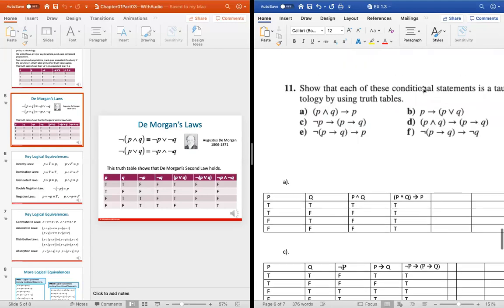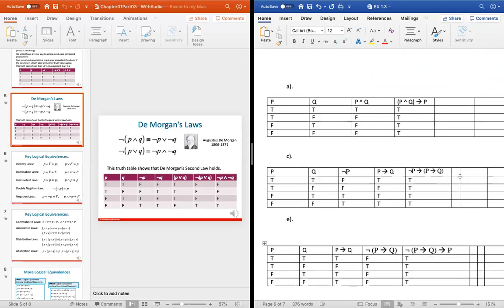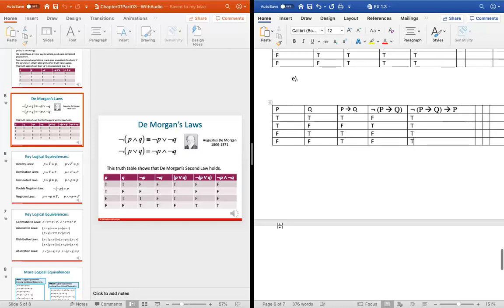Likewise, we can prove that all of these are tautologies. Questions? If no questions, then let's move forward.